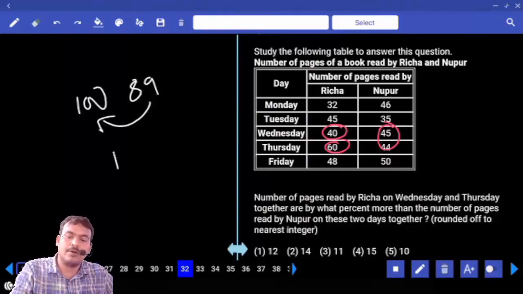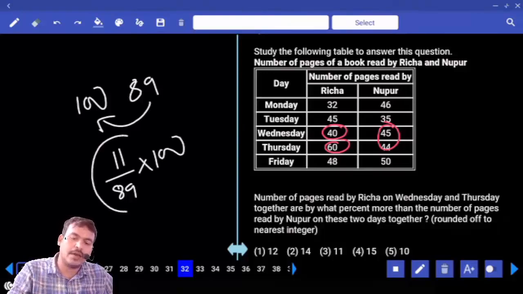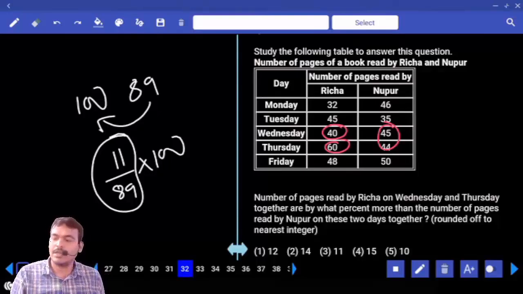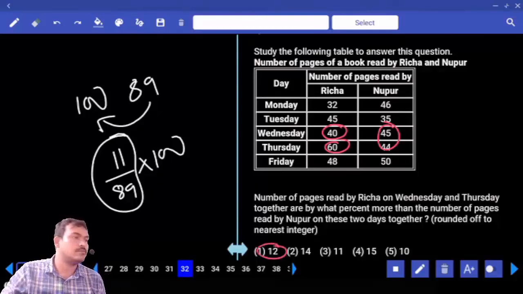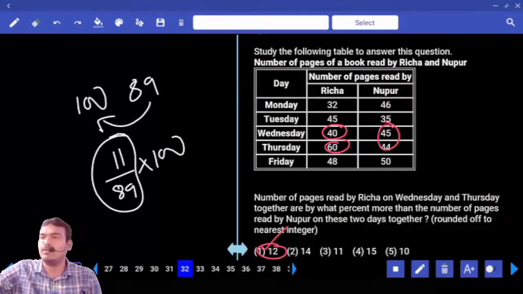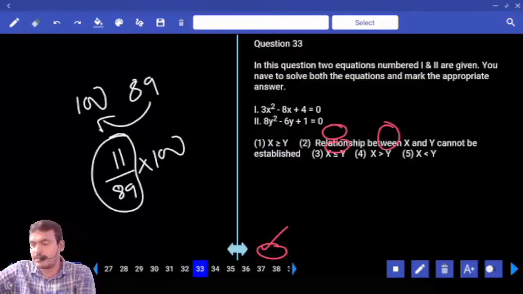How much value is more? 11 more. 11 upon 89. 11 by 89 into 100. Almost 1 by 8. 1 by 8 means 12.5. What is the nearby value? 12. 11 by 89 means almost how many times? 8 times. 1 by 8 means how much percent? 12.5. What is the nearby value in the options? 12.